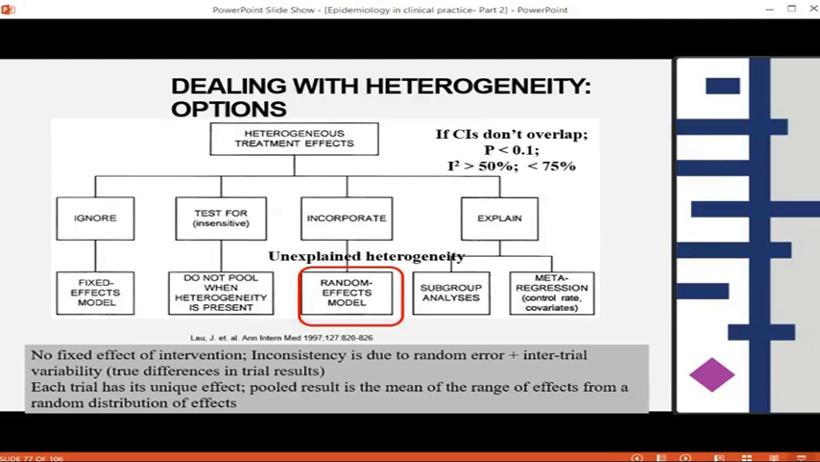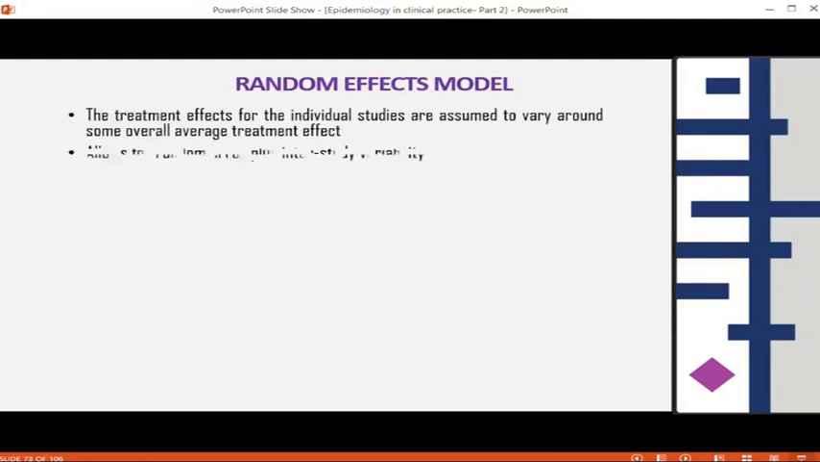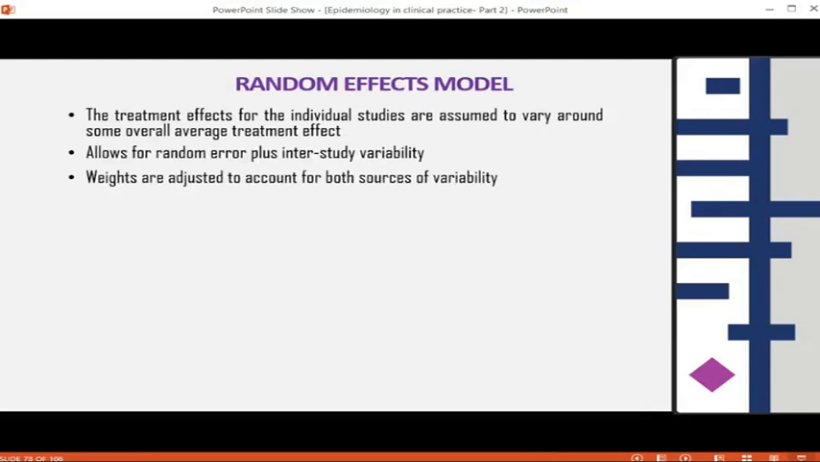So here, the pooled result is only the mean of the range of effects from a random distribution. It's a very vague or imprecise way of pooling the results, random effects. So what you're saying is that it allows for two sources of variation, that is, chance plus true differences in the studies.